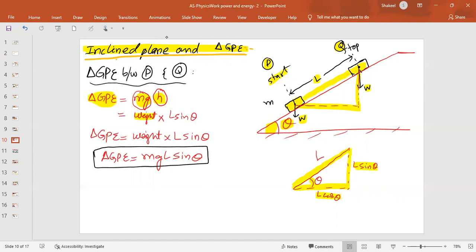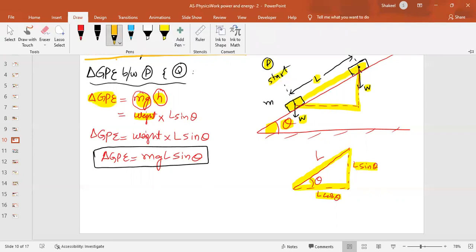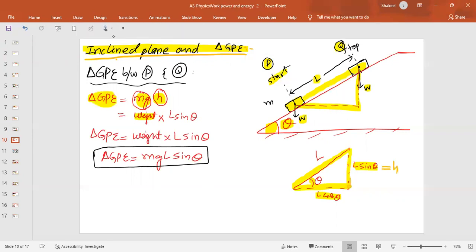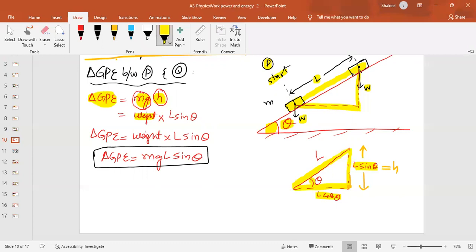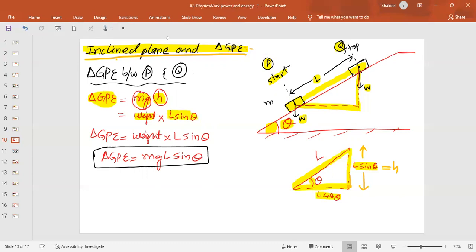Okay, so what is height equivalent to? Obviously, height is this, because you have to look for the vertical height. So height is L sin theta. That's how we write it, L sin theta. So you can write it as weight times L sin theta, or mg L sin theta, because you know weight is mg, and mg L sin theta is the change in GPE. m is the mass, g is the gravity, L is the length moved, and theta is the angle of inclination of the slope.